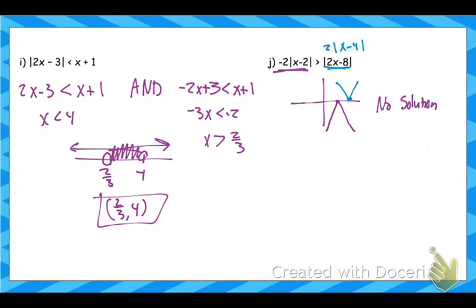If you want to look at this algebraically, what I would have here is negative 2 times an absolute value. Negative 2 times an absolute value is going to be some negative number, because the absolute value is always going to give us a positive. Over here on the right side, that absolute value is going to give us a positive. So I'm going to have some negative number that's greater than some positive number. A negative is never going to be greater than a positive. So again, that tells us that there's no solution.